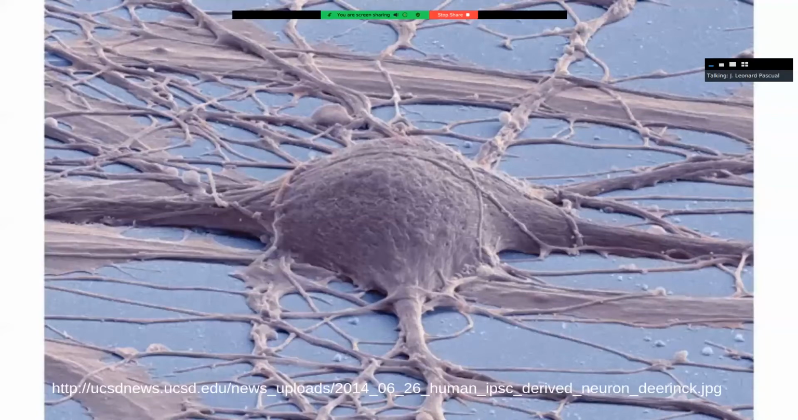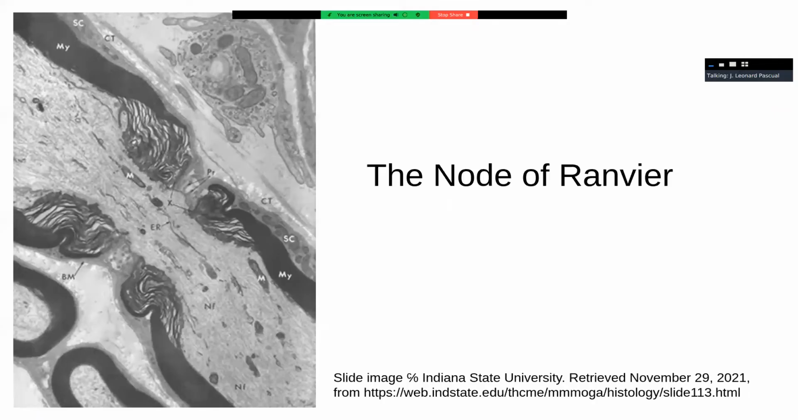Okay, moving on. What about the node of Ranvier? So again, these are things that we wish we knew of before so that we understand what we encounter in neurology in the upper years.